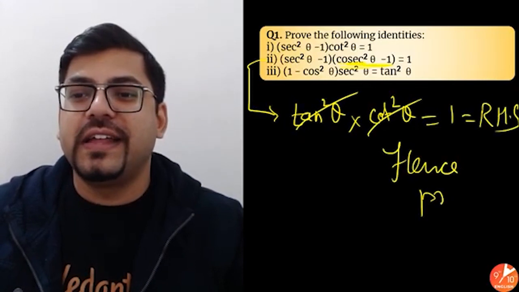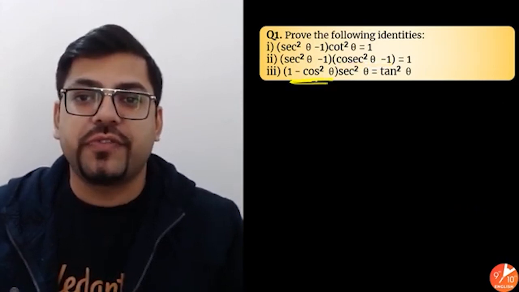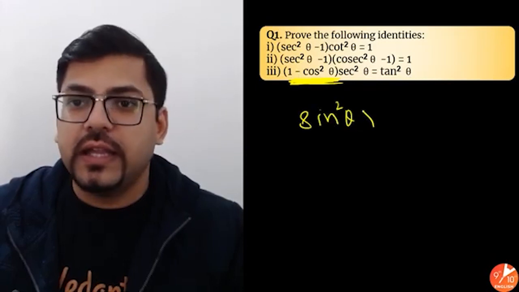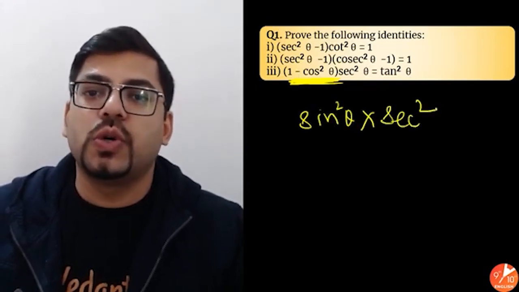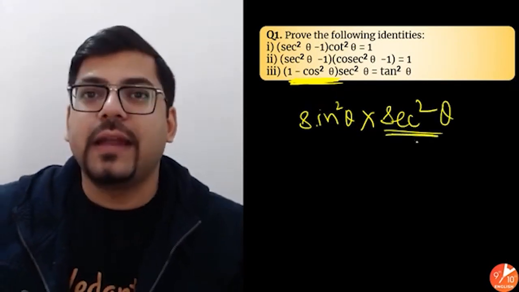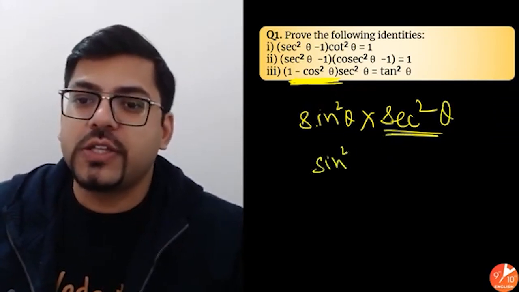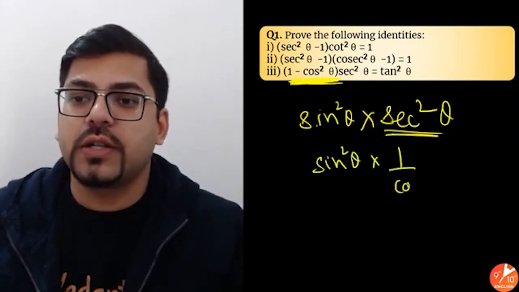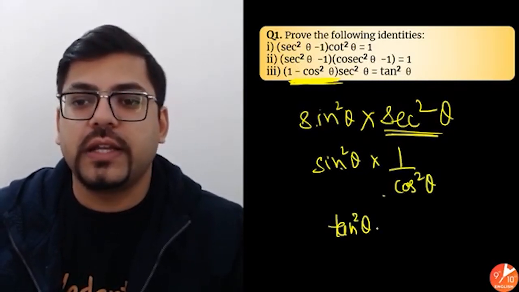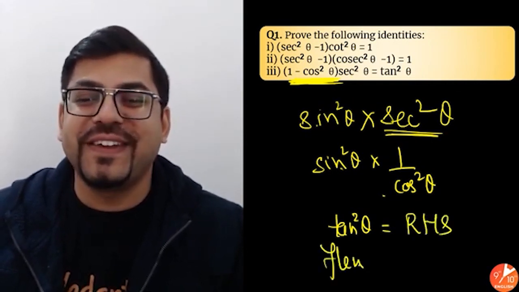In the same fashion, you can go for the third one as well. This is from the first formula: 1 minus cos square theta is going to be sine square theta, into sec square theta. Now, sec can be written as 1 by cos, because sec is the reciprocal of cos. So you write sine square theta into 1 by cos square theta, that is sine square by cos square. This is nothing but tan square theta, which equals RHS. And again, hence proved.